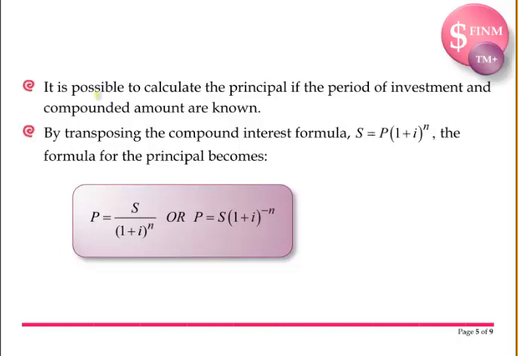Next, it's possible to calculate the principal if the period of the investment and the compounded amount are known. And we do that by transposing the compound interest formula. And you can see this is my compound interest formula here. If I want that P on its own, I just divide by what's in the bracket. So I end up with that formula there.